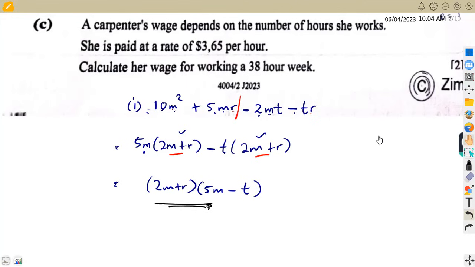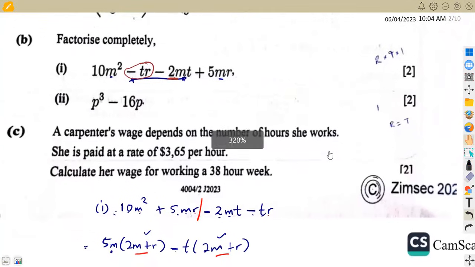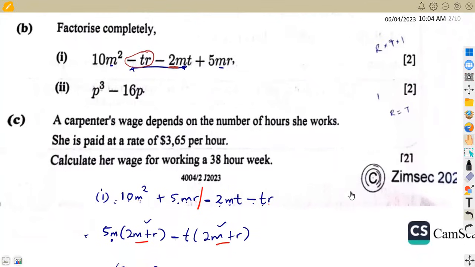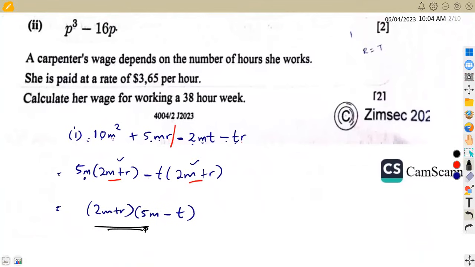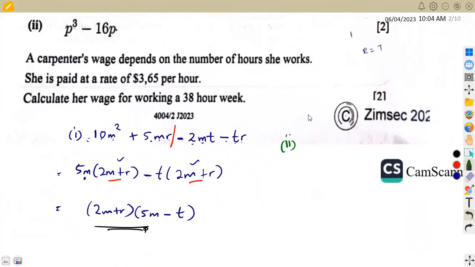All right, so that was actually our factorization in this case. If we check the other part again, item 2 is still on factorization: p to the exponent of 3 minus 16p. How can we factorize this one? All right, so we are given our item 2, that was p to the exponent of 3 minus 16p.